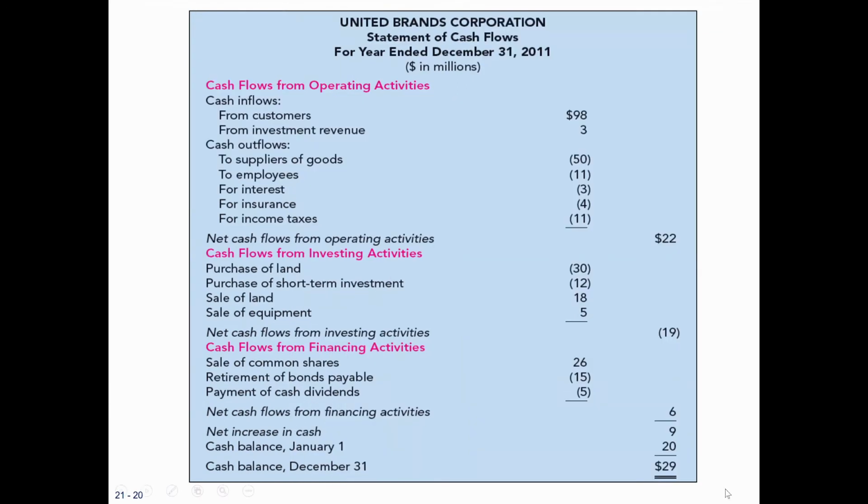This is the example again. At the beginning we show you operating, investing, financing. Those are the changes for each activity. Then the total is 9. Then you verify, you reconcile with the cash balance. So that's the overall statement of cash flow.